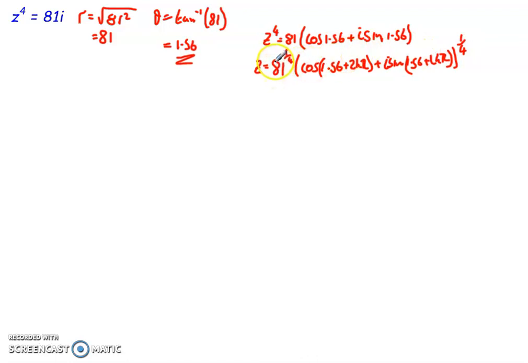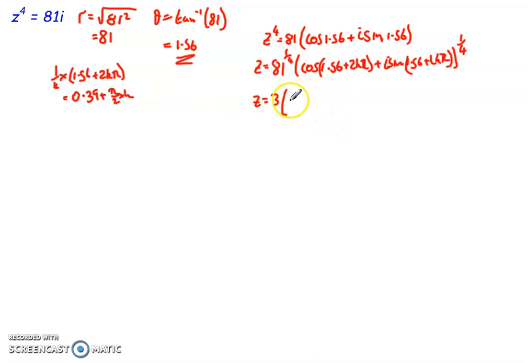So 81 to the power of a quarter, well, that quite simply gives me 3. So it's going to be z equals 3. I've then got cos of 1.56 plus 2k pi, all to the power of 4. So that's the equivalent of doing a quarter times 1.56 plus 2k pi. Now the 2k pi part I'm going to just keep written as a fraction. The 1.56 I'm actually going to do the calculation. What that then gives me is 0.39 plus pi over 2 times k.